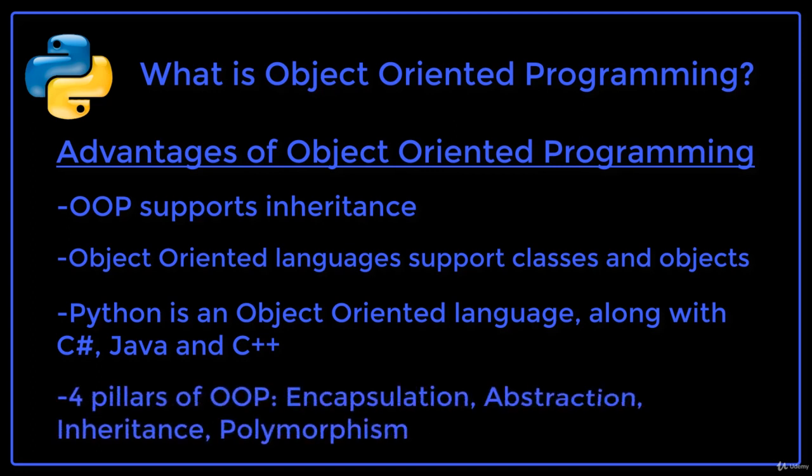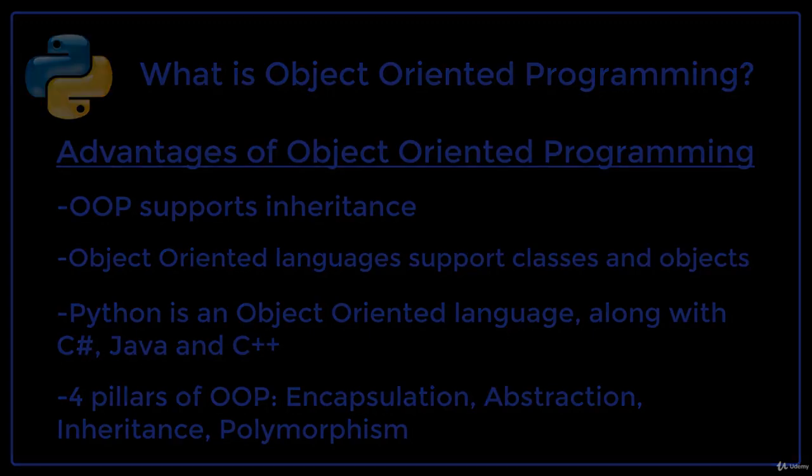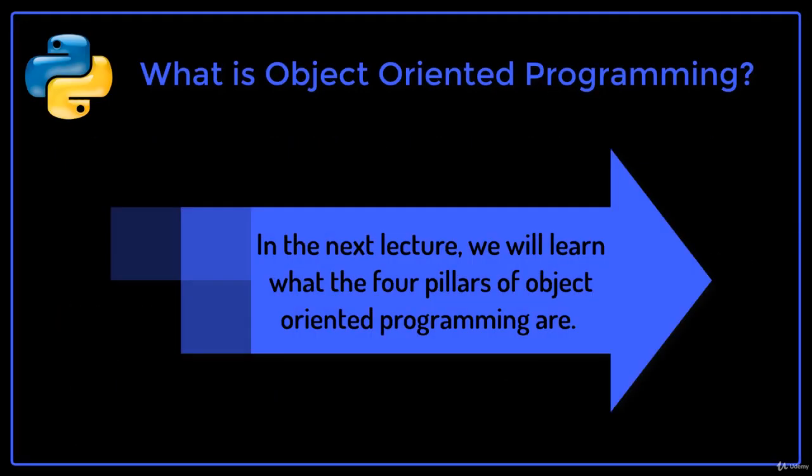There are four main object-oriented concepts. We call them the four pillars of object-oriented programming, as they are the basis for what OOP allows us to do. The four pillars of object-oriented programming are encapsulation, abstraction, inheritance, and polymorphism. In the next lecture, we will learn what the four pillars of object-oriented programming are.